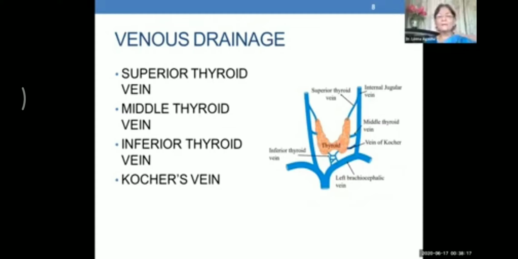Here in this diagram, we can see the venous drainage of the thyroid: the superior thyroid vein, middle thyroid vein, inferior thyroid vein, and Kocher's vein. These are the four veins which drain the thyroid. Amongst them, the superior thyroid vein, middle thyroid vein, and vein of Kocher drain into the internal jugular vein, which in turn drains into the left brachiocephalic vein. Then the inferior thyroid vein directly drains into the left brachiocephalic vein.